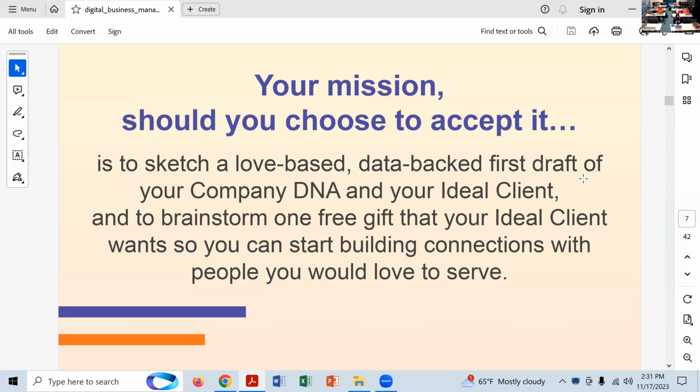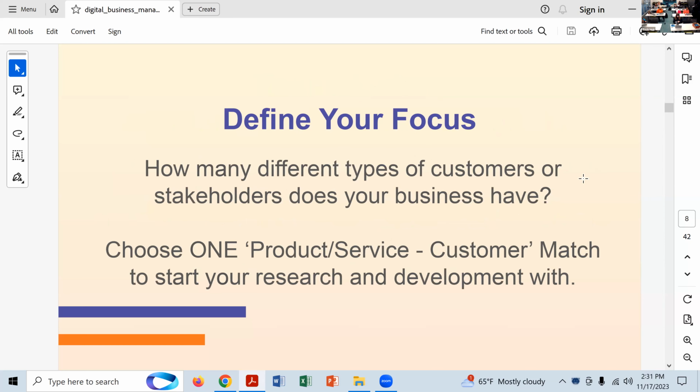We'll first talk about this in practice. The first thing that we have to do here is define our focus for the progression of exercises that we're going to do today. Because some people have businesses with multiple products and services. They're like, I can do this, I wanna do this, I wanna do that, right? Pick one for today. And for one product even, you might have multiple customers or stakeholders.